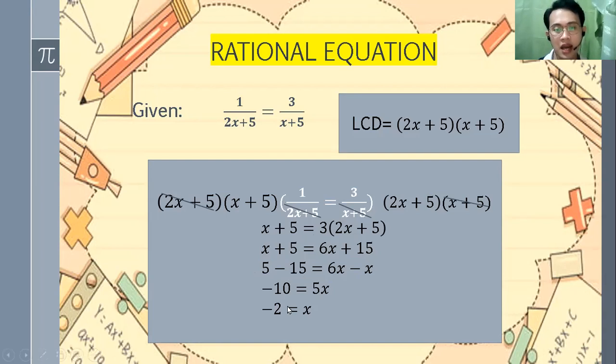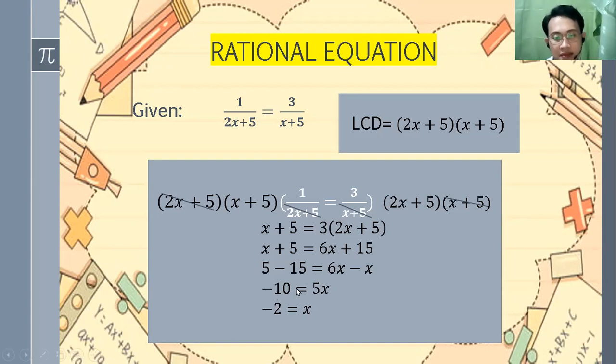to 6x minus x. How did it turn out to negative 15? Because in order for you to cancel out 15 on the right part of this equation, you need to use the subtraction property of equality. Since we subtract 15 here, we also subtract 15 there. And then we subtract x here, we also subtract x on our right part. So that's why we cancel out x on the left side, and then we cancel out 15 on the right side. That's 5 minus 15, which is equal to 6x minus x.